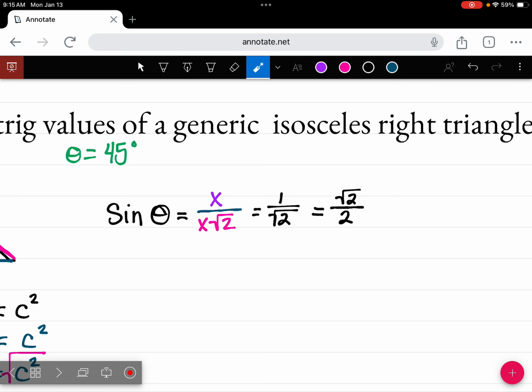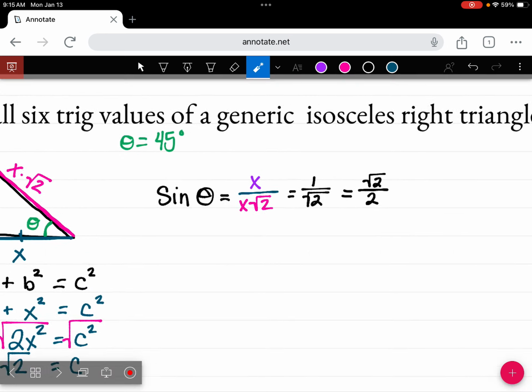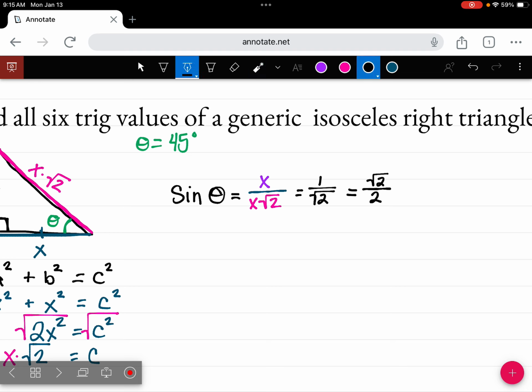So it doesn't matter how big the sides are. When we're looking at our trig functions, if I have a 45 degree angle, or if we put it in radians, it would be pi over 4, the sine is going to be square root of 2 over 2. It doesn't matter what the side length is because it's all based on that angle. So let's do the same thing with our cosine of theta. What's our cosine going to be?